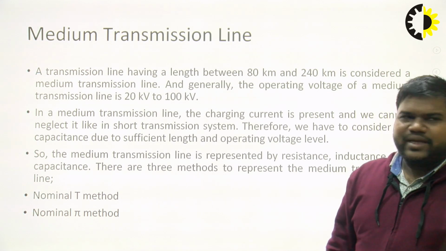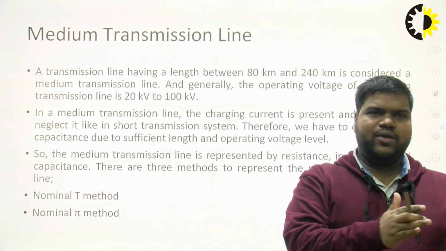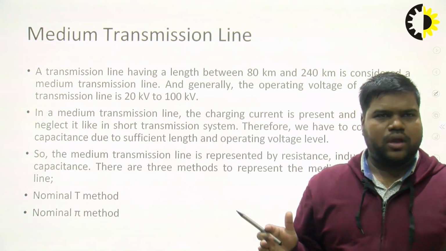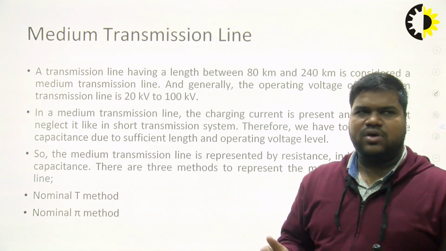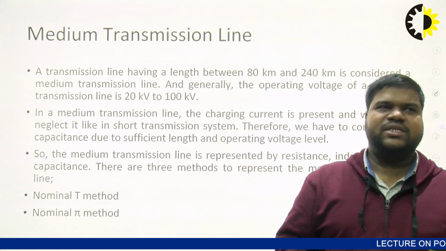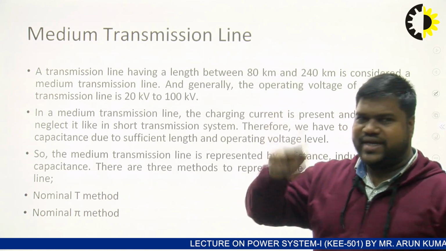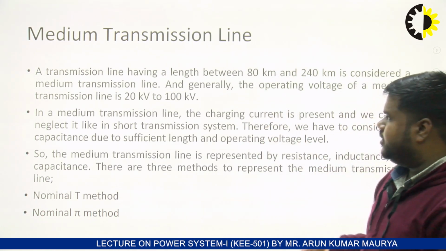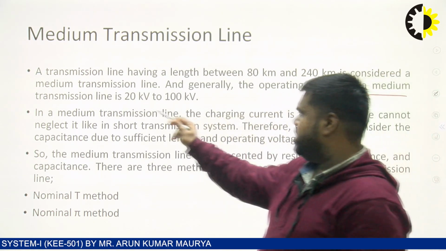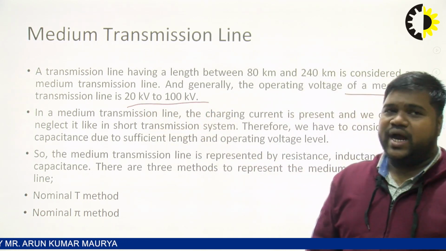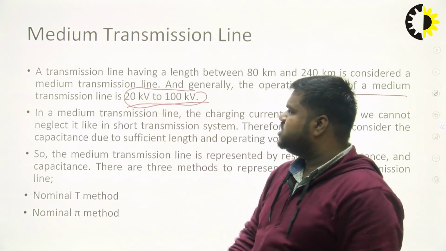In the second case, the medium transmission line, a transmission line having a length between 80 and 240 kilometers is considered a medium transmission line. Generally, the operating voltage of a medium transmission line is 20 kilovolt to 100 kilovolt. So this is the important operating voltage range.